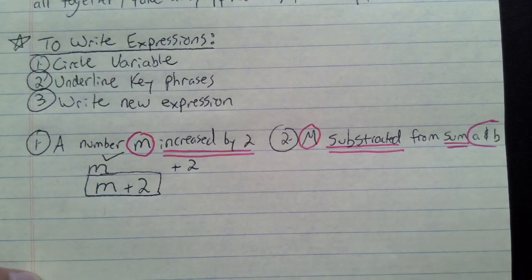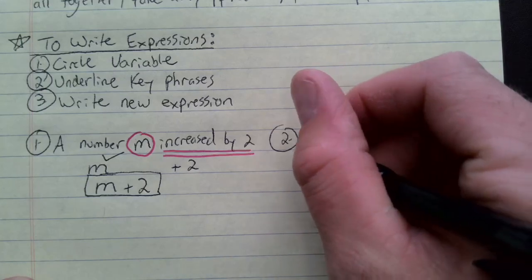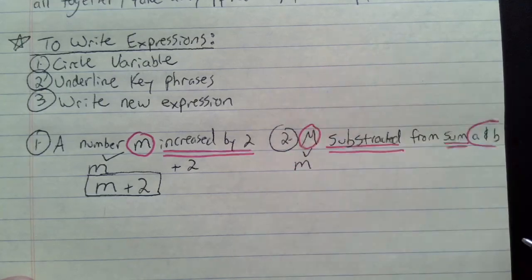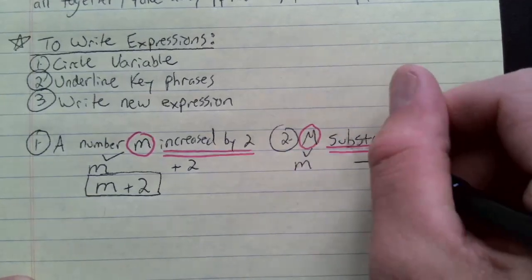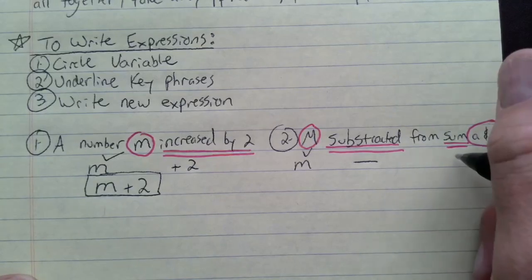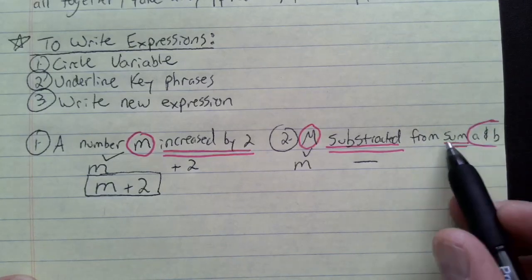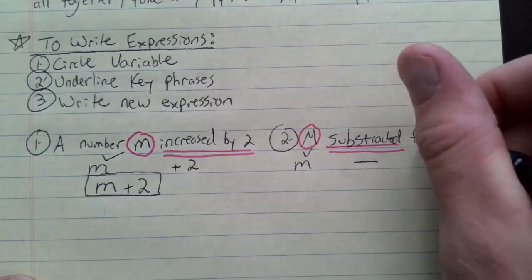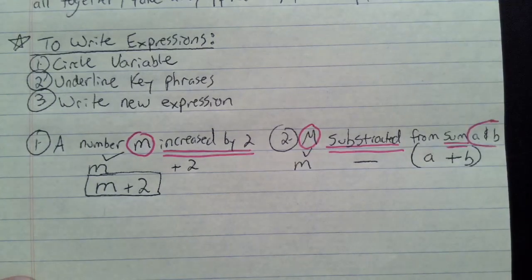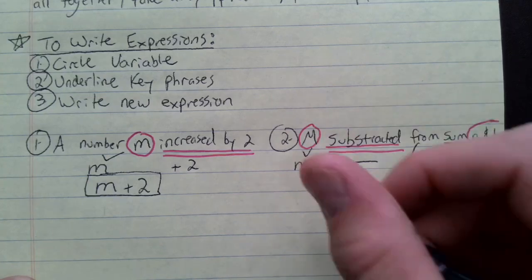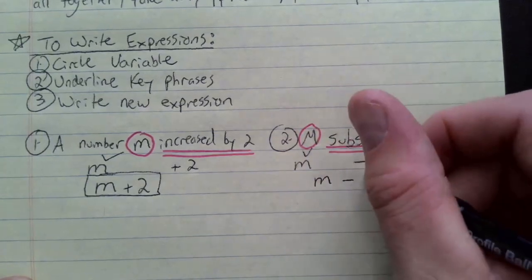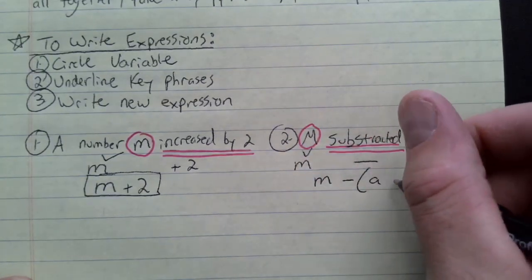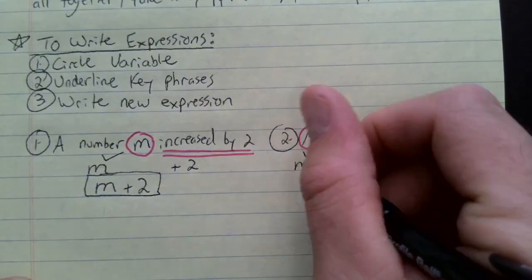So when we go and write this out, we know that M, there's just an M. Subtract just means to subtract. Sum means to add, and we're adding the sum of A and B. So just put A and B in parentheses. When we put that together, we now see M minus, in parentheses, A plus B.